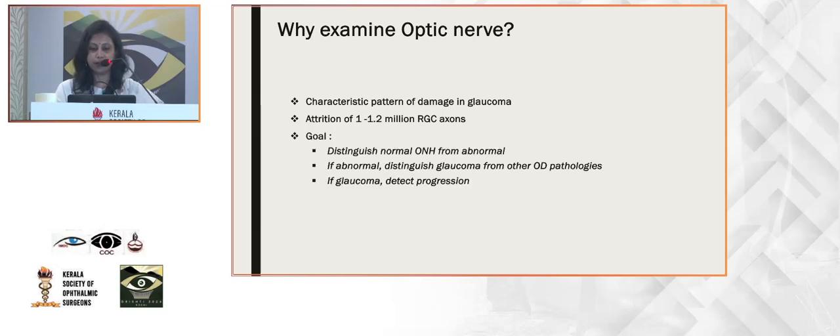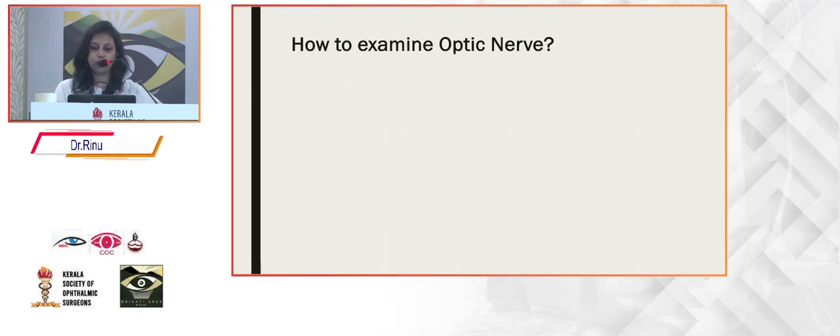to the brain. So the goal of examination of the optic nerve is to distinguish a normal optic nerve from an abnormal one. If it is abnormal, we have to distinguish glaucoma from other optic disc pathologies, and if glaucoma is present, we need to detect and watch out for progression.